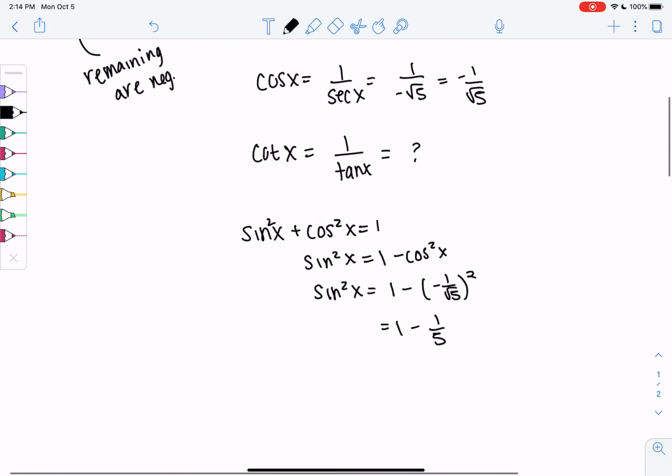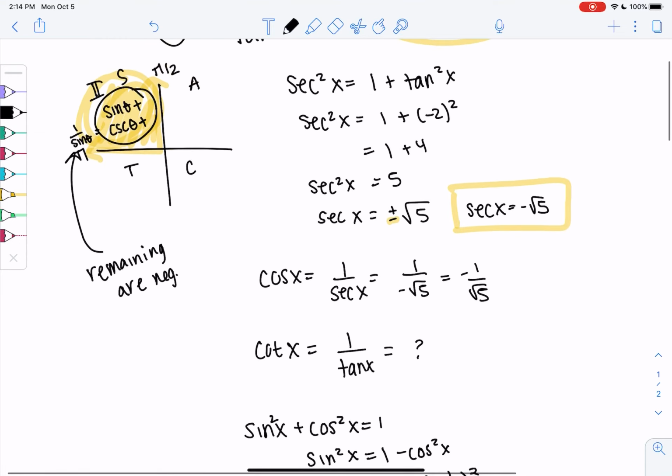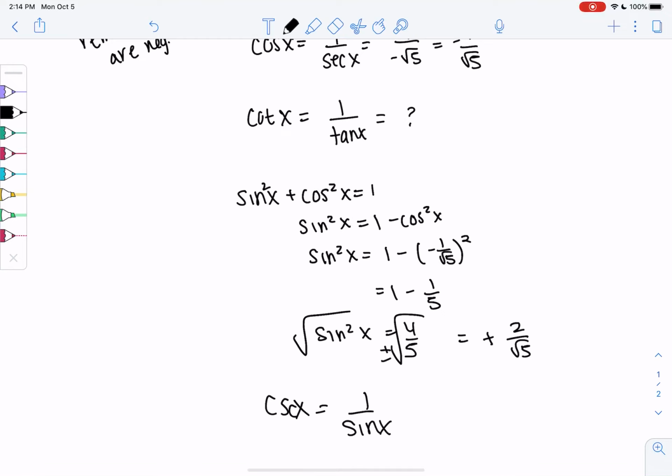So 4/5. So sine squared is 4/5. And so we take the square root, plus or minus. We're going to keep the positive one because we're in the second quadrant. Sine is the y value, so sine is positive here. And we get 2 over root 5. And then I'll let you find cosecant because that's just 1 over sine. So hopefully this gets everyone started.